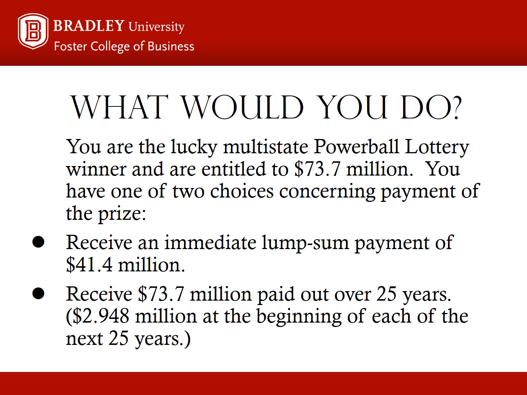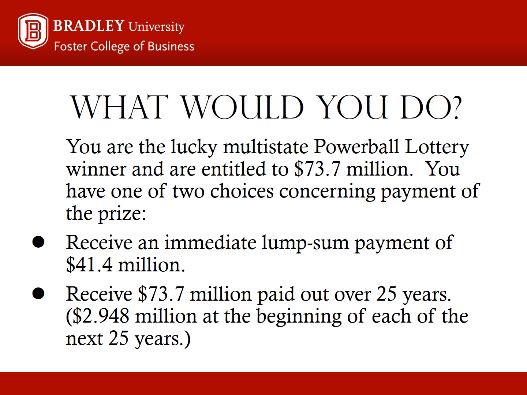So your dilemma is to choose, would you rather have the $41.4 million today or the roughly $3 million a year every year for the next 25 years? Well, let's say that you know that if you were to receive that $41.4 million today, you have a guaranteed account that gives you 6% interest, let's say, and that is a guaranteed interest rate.